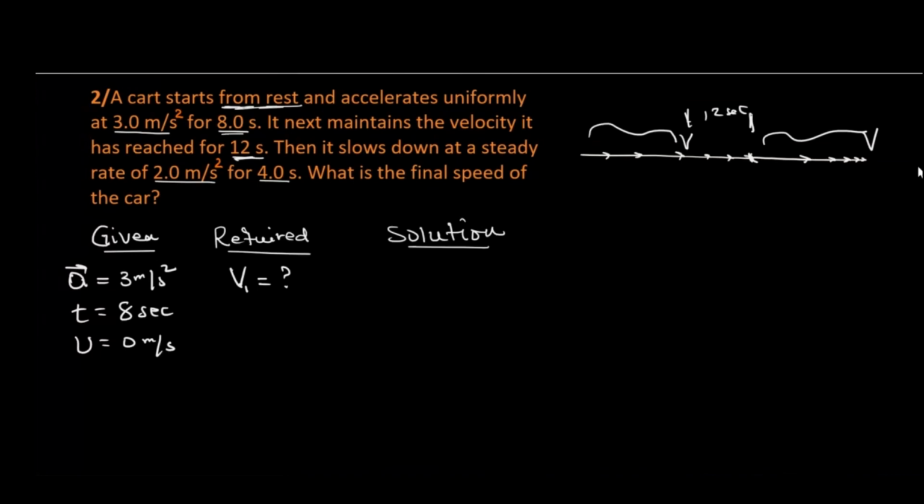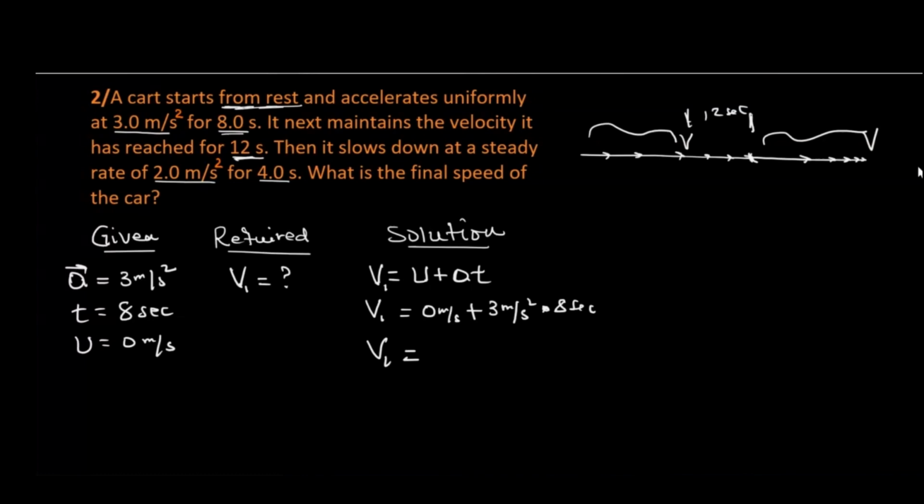Let me solve it first. From the given kinematic equations, V is equal to U plus A times T. In fact, let me call this V1. So V1 is 0 meters per second plus the acceleration, which is 3 meters per second squared, times 8 seconds.